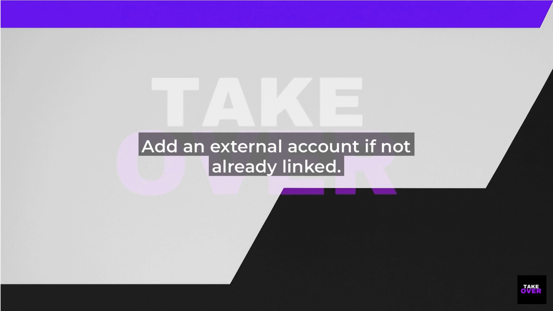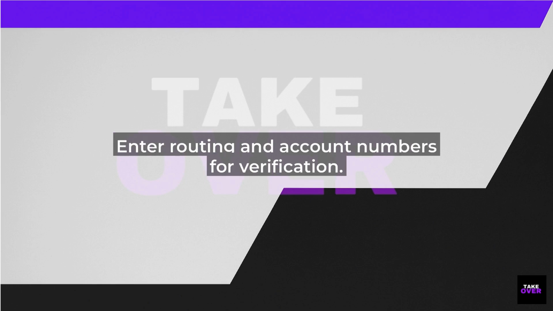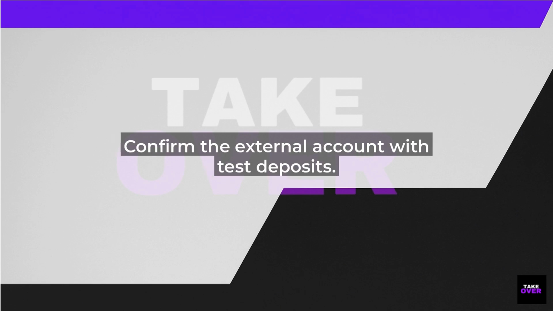If the external bank account isn't already linked, you'll need to add it. Click on Add External Account and enter the required details, like the routing number and account number from your other bank. Ally will then verify this account to ensure everything's legit, often by sending a couple of small test deposits and asking you to confirm the amounts.